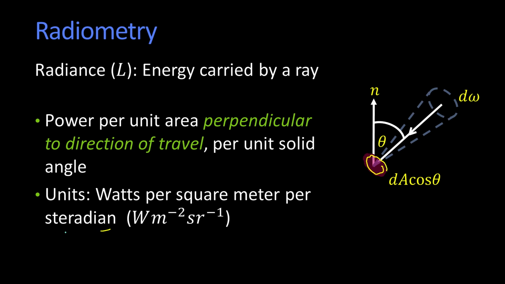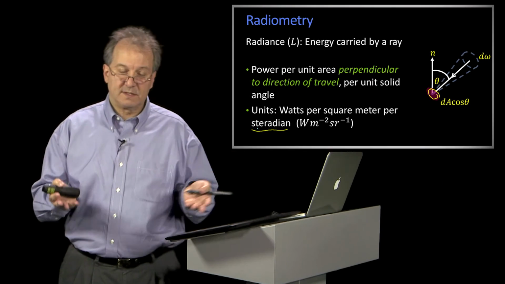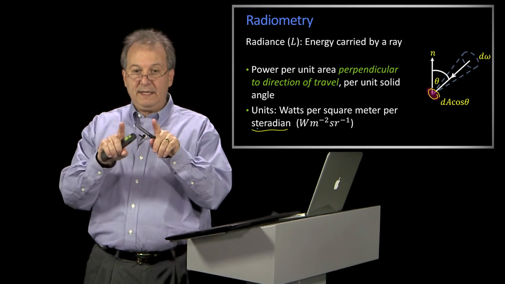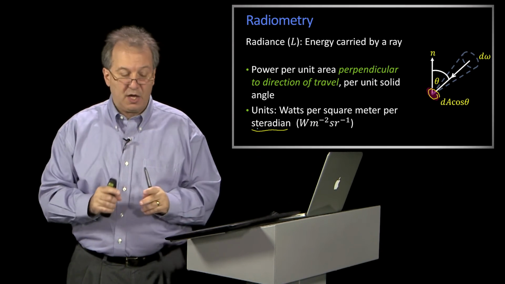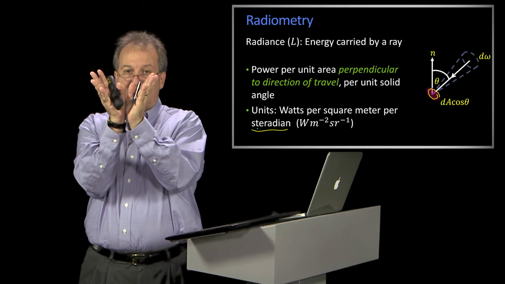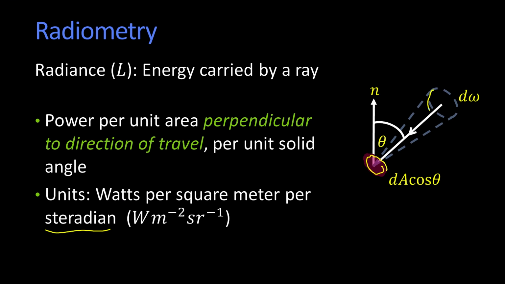But it's per what's called steradian. You know what a radian is, right? A radian is a measure of angle. A steradian is a measure of solid angle, right? So this is this little cone, a cone funneled out, right? And the steradian is the amount of angular area of that cone, okay?